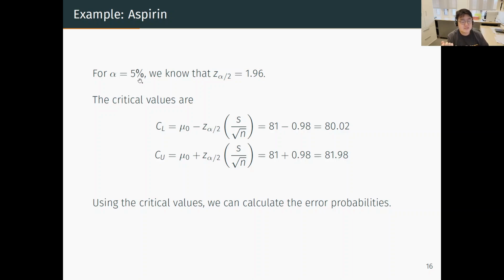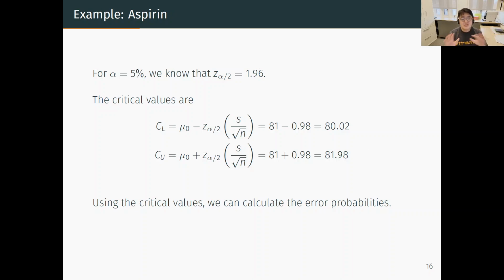So then 5% significance implies 1.96, right? 1.96 is plugged in here, and standard deviation 5, sample size 100. So you calculate them, then you get critical values. Okay? So this is the power of critical values.